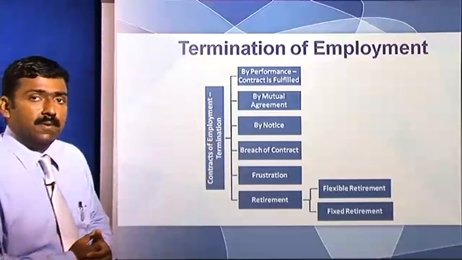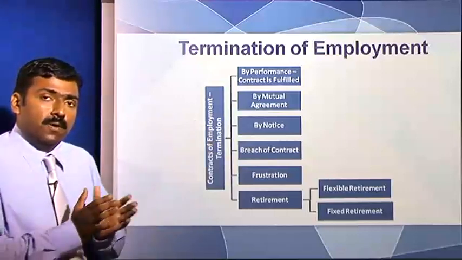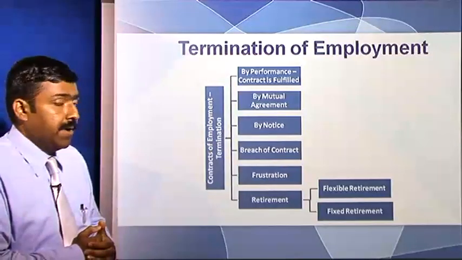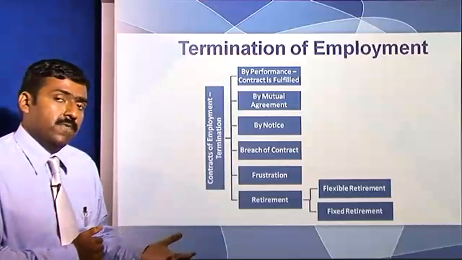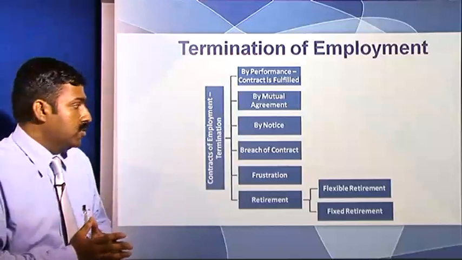By mutual agreement. The terms and conditions are fulfilled. The employer and the employee agree to end the service. That is the second type. And by giving prior notice, either on part of the employer or on part of the employee. The termination is carried out with prior notice.